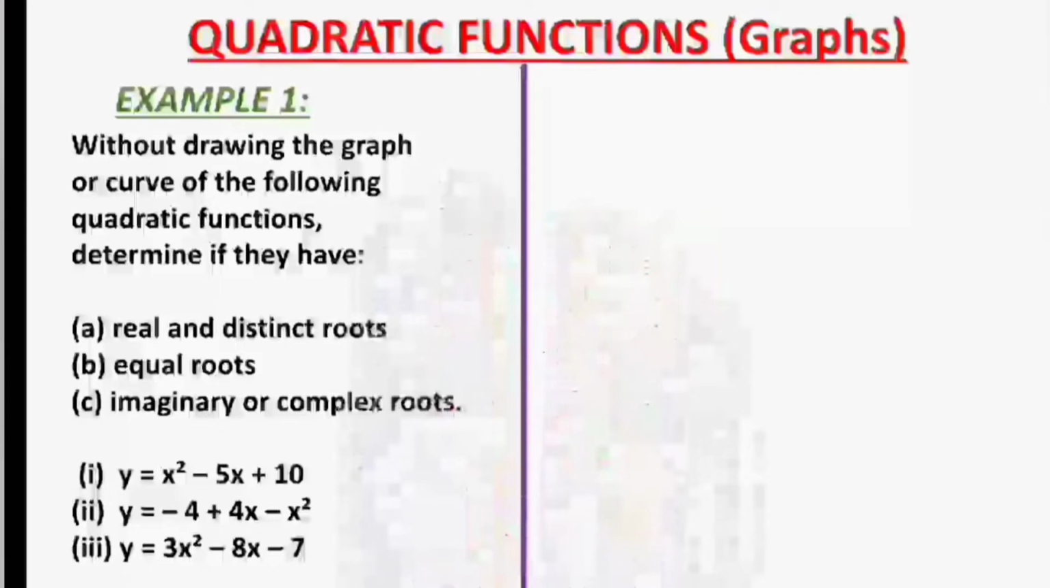Moving on, let's take our first example on quadratic functions or graphs. Example 1. Without drawing the graph or curve of the following quadratic functions, determine if they have a. real and distinct roots, b. equal roots, c. imaginary or complex roots. The first quadratic function is y equal to x squared minus 5x plus 10. The second quadratic function is y equal to minus 4 plus 4x minus x squared, while the third quadratic function is y equal to 3x squared minus 8x minus 7.